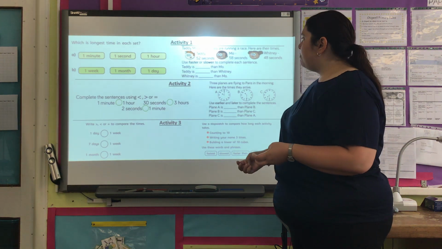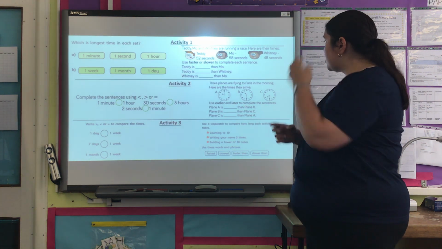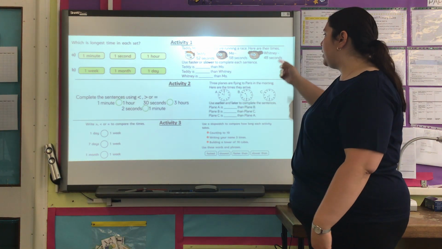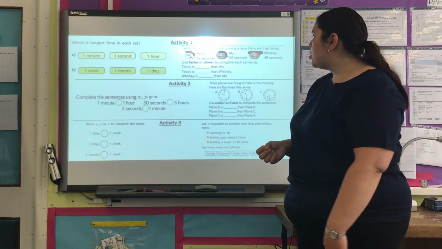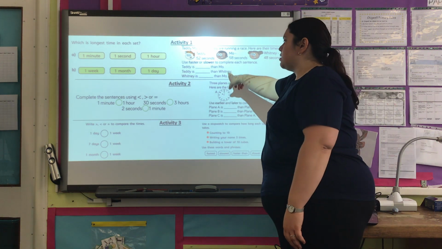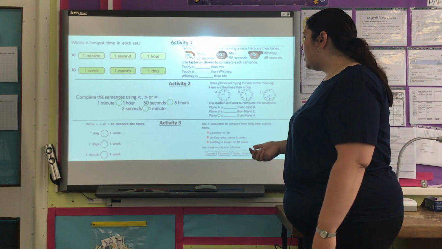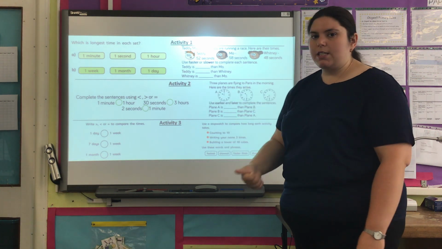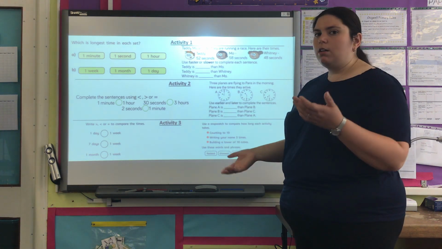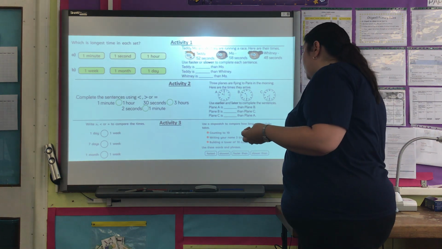And then we've got Teddy, Mo, and Whitney running a race, just like the puppies. And here are their times. Teddy was 52 seconds, Mo 58, and Whitney 48 seconds. We're going to use faster and slower again to complete our sentences, so make sure you're looking at what their times were to help you. And then activity 2 is using our greater than, less than, and equals signs to put them in there to see which one is longer.